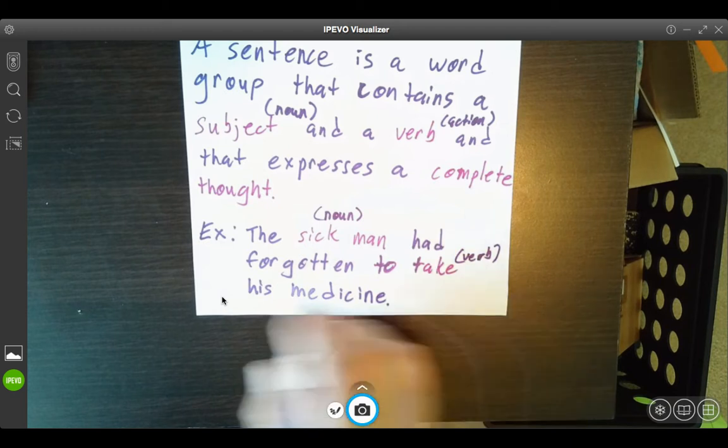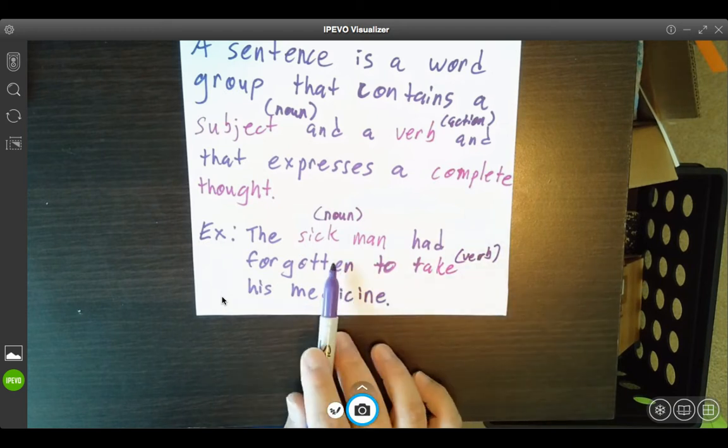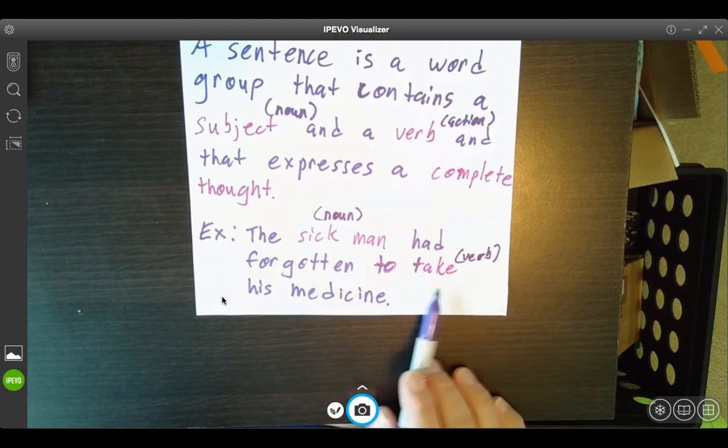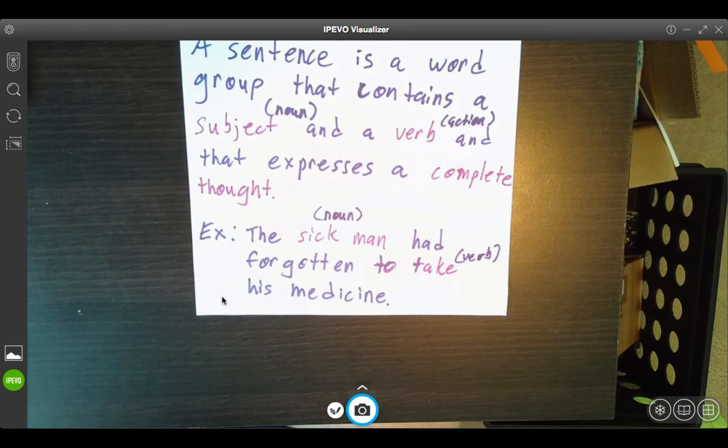Is it a complete thought? Does it make sense? Well, if I'm a sick man and I forgot to take my medicine, it sounds like that's probably not going to be something that's good. It's a complete thought. It makes sense. So if that's a complete sentence, well, then let's talk about what a sentence fragment is.